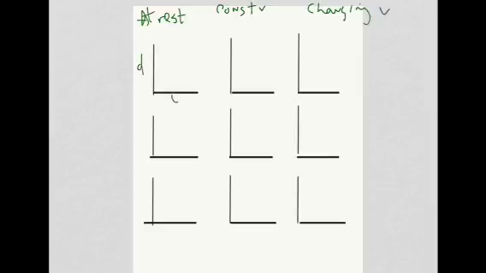D versus T, V versus T, A versus T. At rest, the distance or displacement is a horizontal line over time. Of course, an object at rest has 0 velocity and 0 acceleration. For constant velocity, my D versus T is a diagonal line, because the slope of a D versus T graph always gives me V. My V versus T is a horizontal line, and my A versus T is still going to be on the 0.